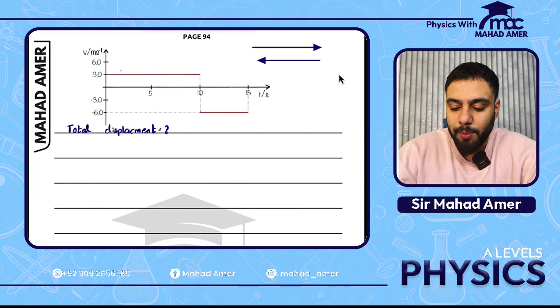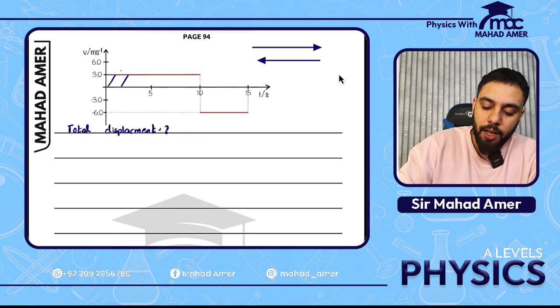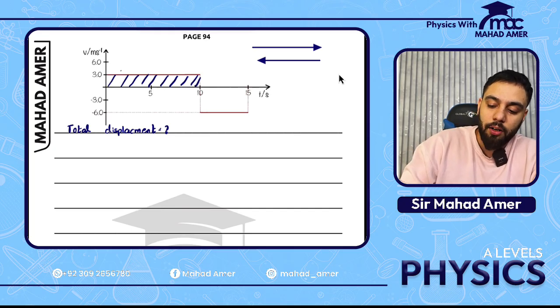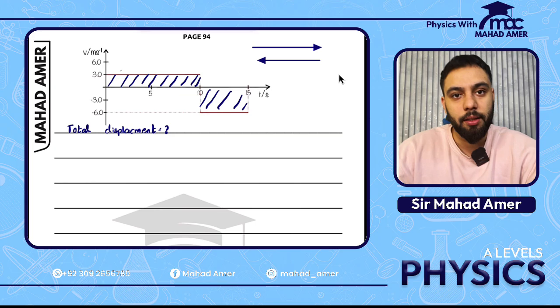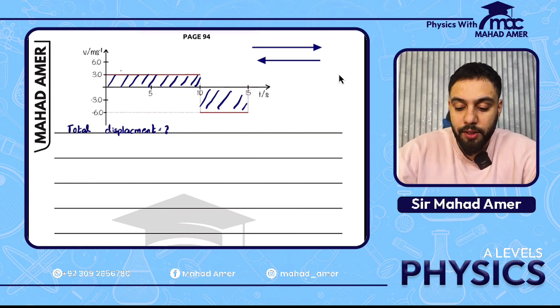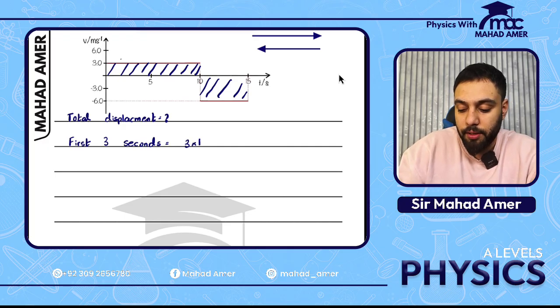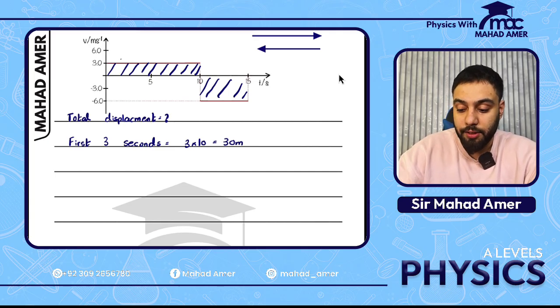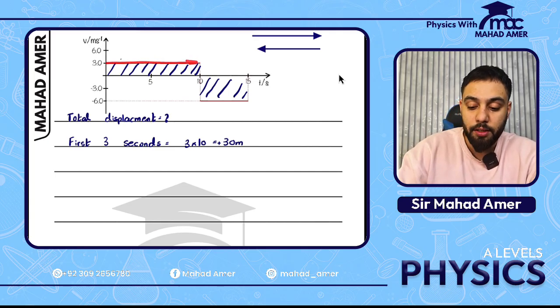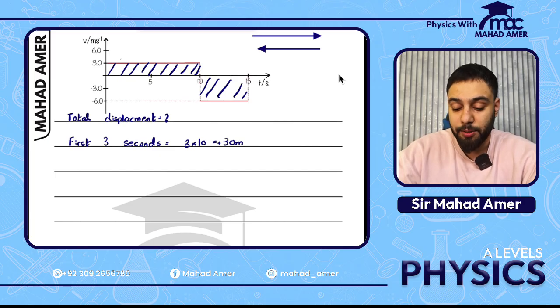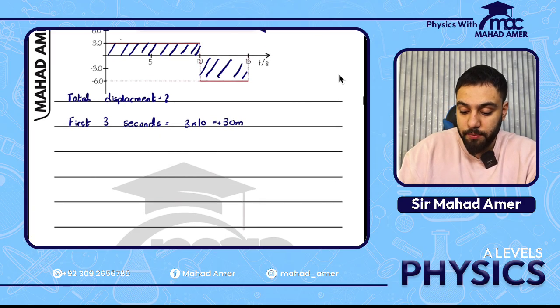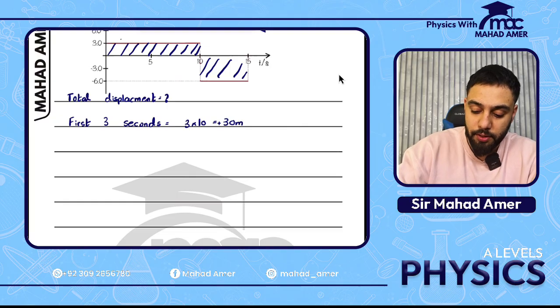So if you need the total displacement for the first 15 seconds, you are going to be adding the areas with respect to the x-axis. So you need to add these two areas. For the first 10 seconds, the displacement will be 3 times 10, which is 30 meters. Since it's a positive value because the object was moving to the right, for the first 10 seconds the displacement is 30 meters.